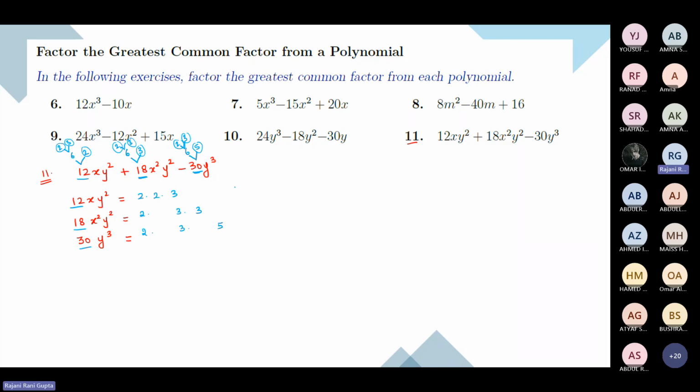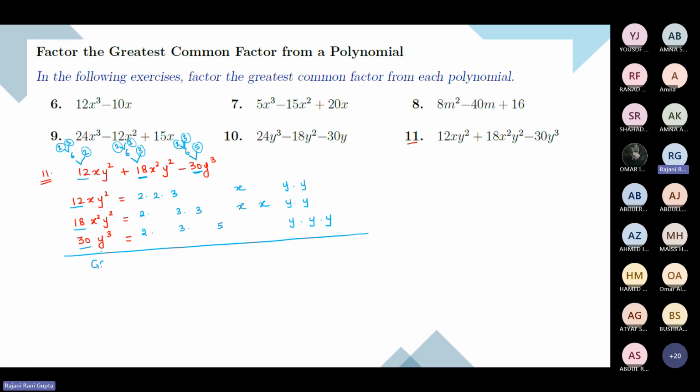Okay, now move to x. You have only one x, you write it here. For x power 2, it means x times x. And there is no x here, so nothing. Moving to y power 2, means y times y. Here again y power 2, y times y. Here y power 3, y, y, y, 3 times.